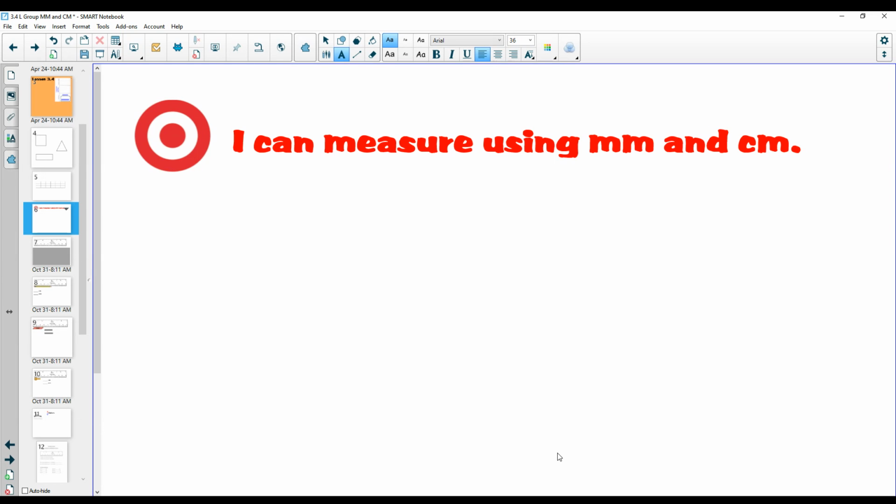Third graders, today we're back to measuring. Our learning target is I can measure using mm and cm. That stands for millimeters and centimeters.